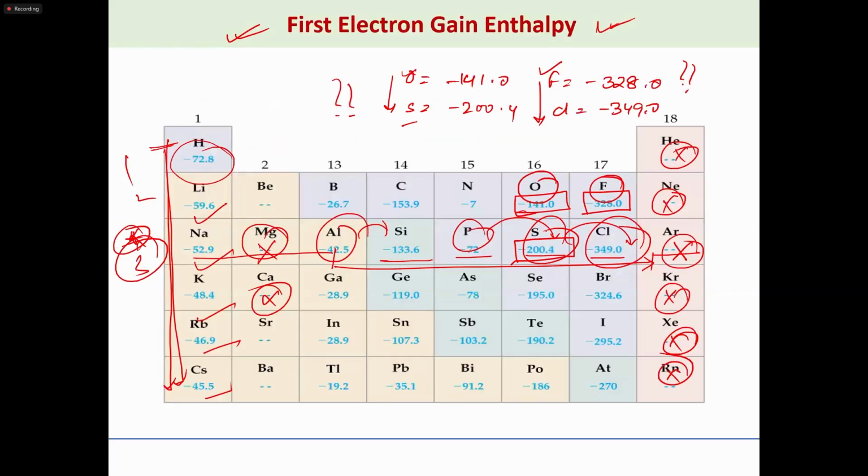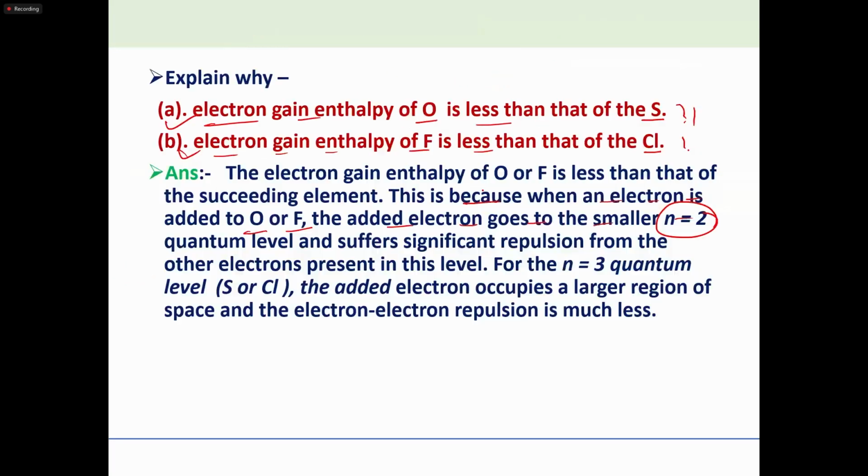This is the n equal to 2, but that one is n equal to 3. So this is the n equal to 2 quantum level, and it suffers significant repulsion from the electrons there. Because n equal to 2 means there is 2s and 2p, the s orbital and the p orbital. But when we talk about n equal to 3, there are s, p, and d orbitals. When n equal to 2, there are only s and p orbitals.